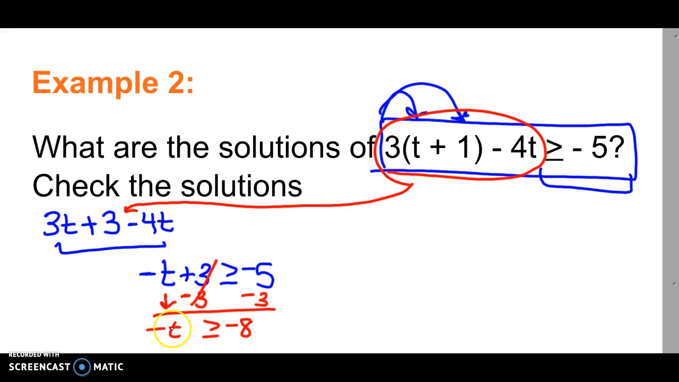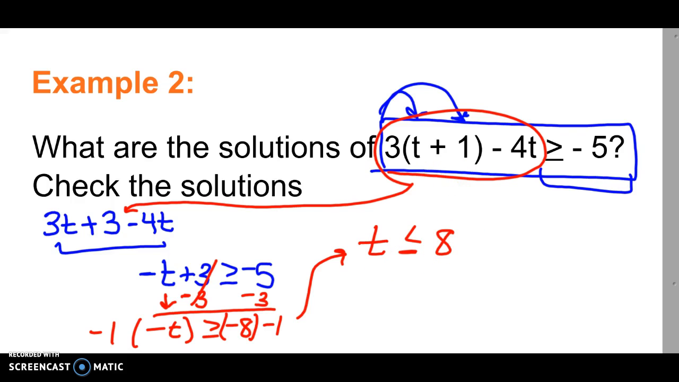Now I need to get t to be positive, so I'm going to multiply by negative 1. That changes the sign. Every time you multiply or divide by a negative, you have to flip the sign. So negative 1 times negative t is t, and negative 8 times negative 1 is positive 8, but I'm going to flip the sign and make that less than or equal to. And then I can pick an answer. So I'm going to pick 0 because it's less than or equal to 8 and it's easy to use.